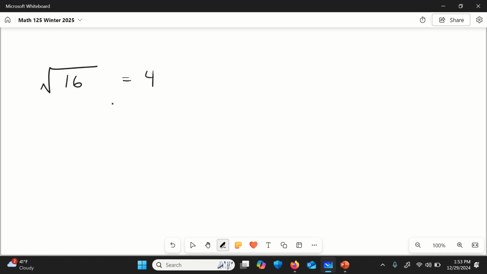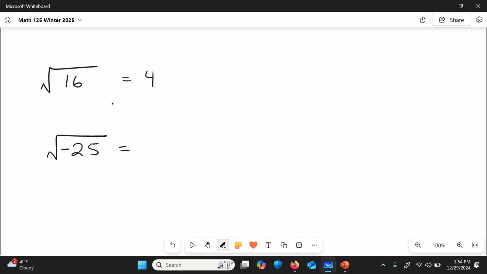If instead we have a negative number under the radical, say square root of negative 25, this is an imaginary number. This is something that is part of the complex imaginary numbers. It is not a part of our study in our course. We're only staying in the real numbers in this class.